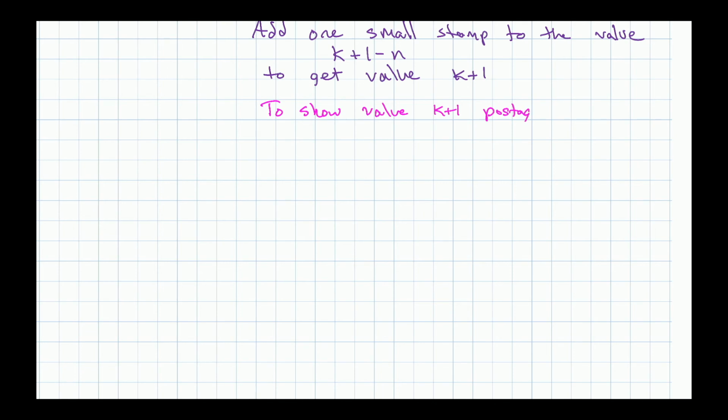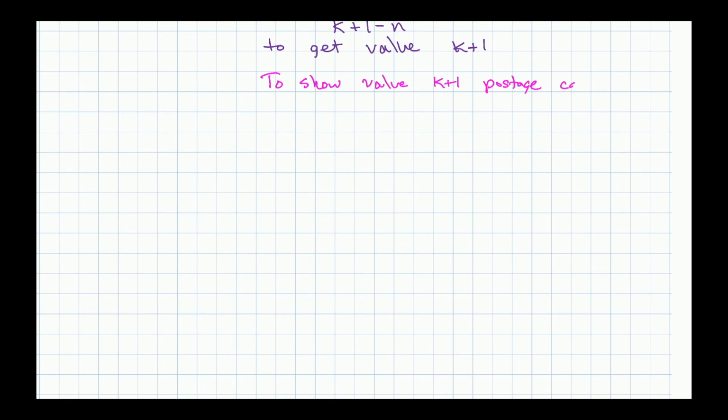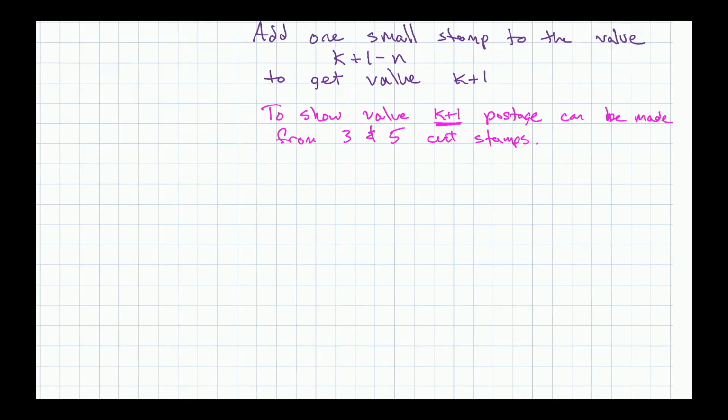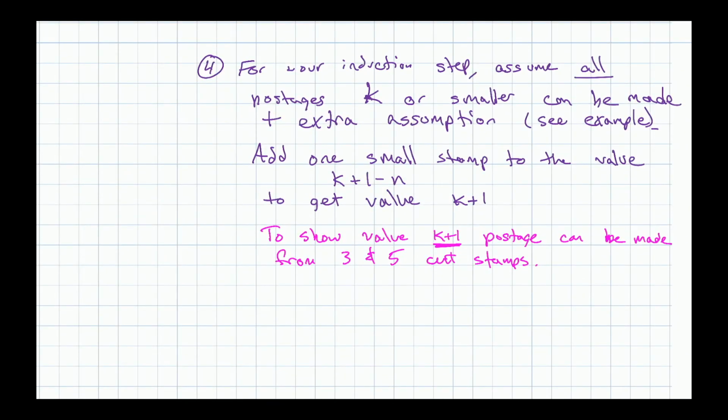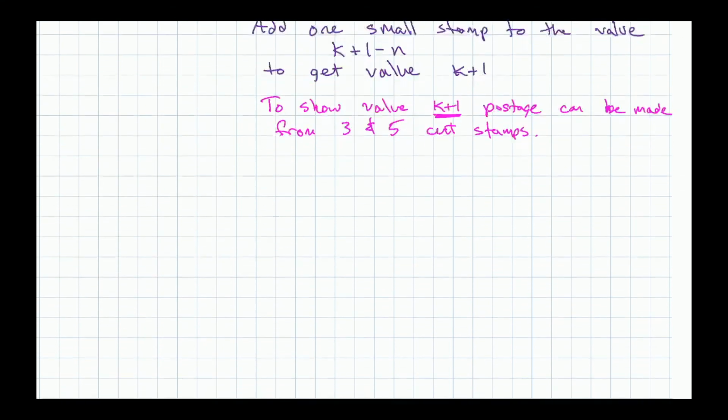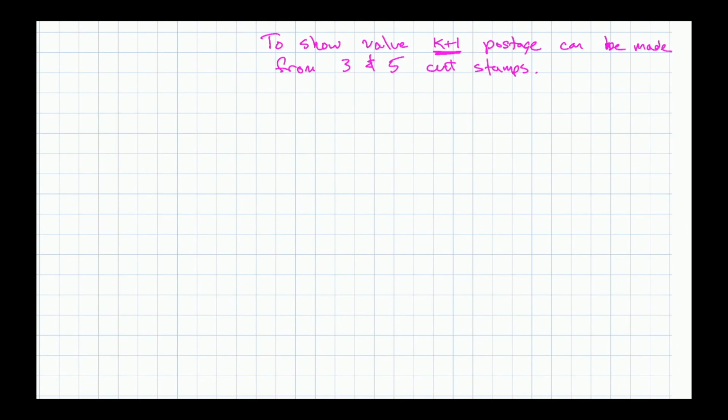So we're doing this in general, right? So to show value k plus 1 postage can be made from 3 and 5 cent stamps, here's what you have to do. How do you do it? So it's a little bit awkward to write. So you're trying to show value k plus 1. You've already assumed that all postages k or smaller can be made. So k or smaller is already taken care of. We're looking at k plus 1. So how do you do it?